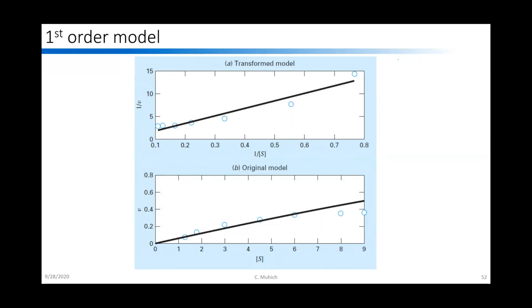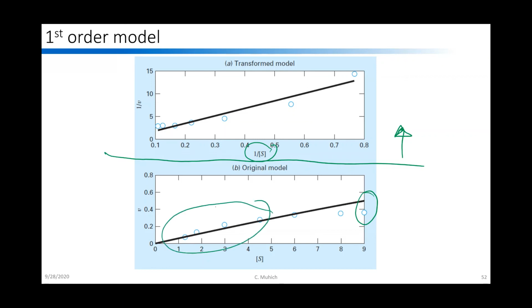So let's see how we did. Here on the top, we have the transformed model. You can tell because I have a 1 over the substrate concentration here. If I just look at this top half, I can see that I don't look so bad, right? That linear fit looks somewhat decent, right? And it's only when I go back to my untransformed model, that original model, that we see, particularly out here at the end, I don't fit very well, even if I fit sort of okay down here.